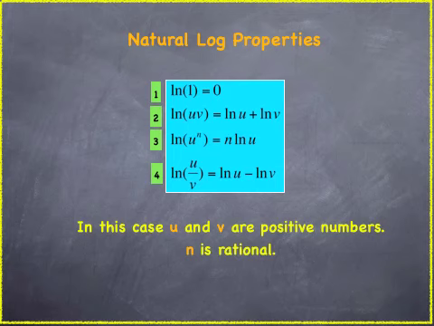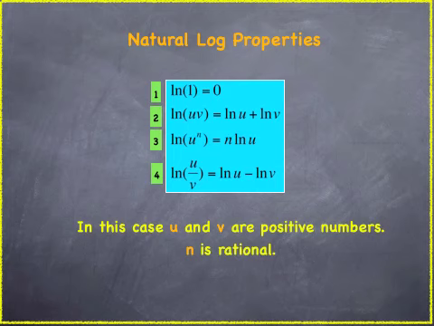In property 1, the natural log of 1 is 0. It's a good property to know. In property number 2, the natural log of u times v, the key here is multiplication, two terms multiplied, is equal to the natural log of u plus the natural log of v. So it changes from multiplication to addition.